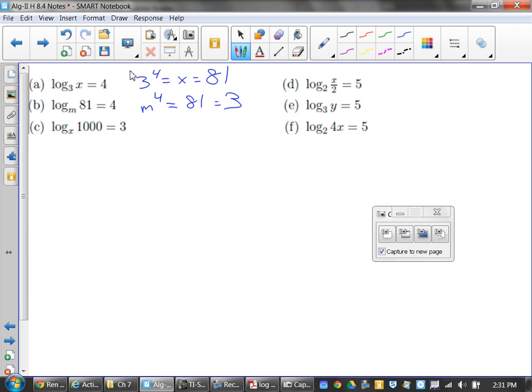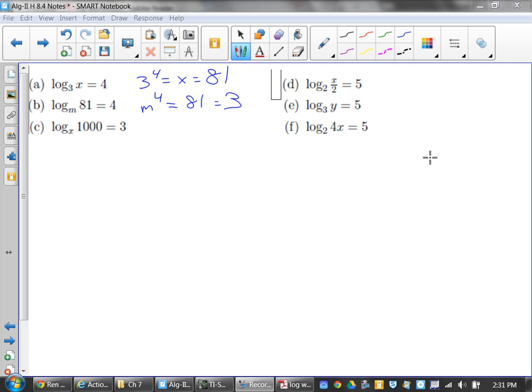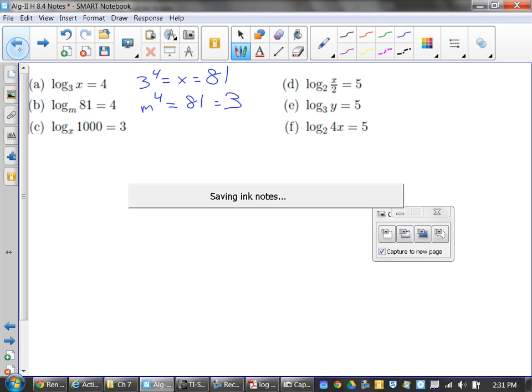The next one, log base something of 1,000 is 3. 10. All right. Sorry, what was c again? 10. Because this is x cubed is 1,000.